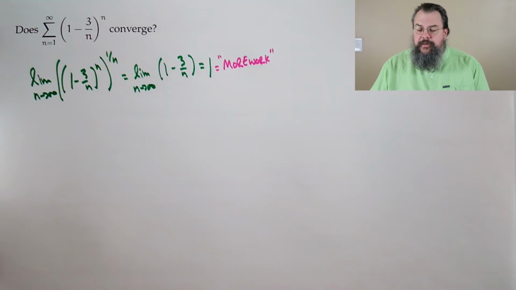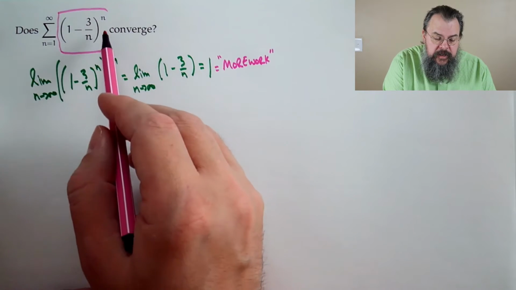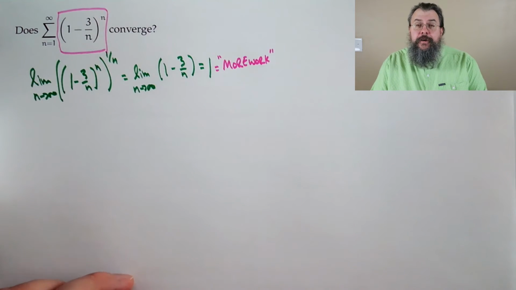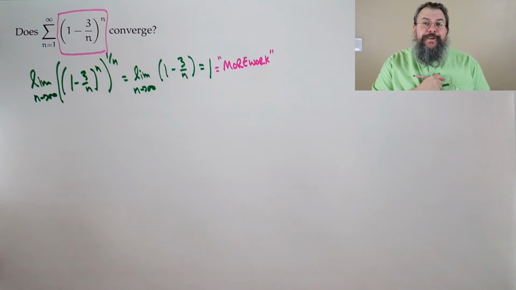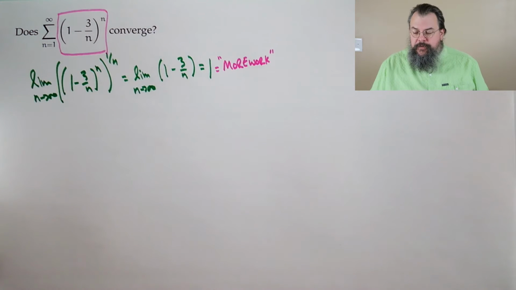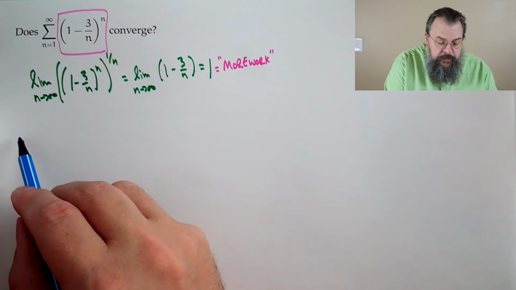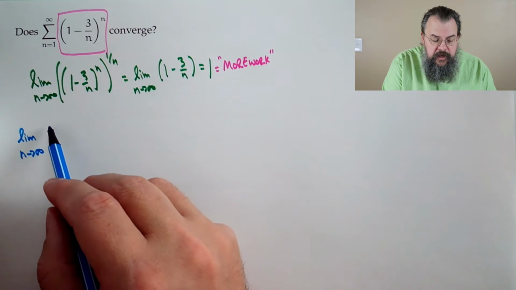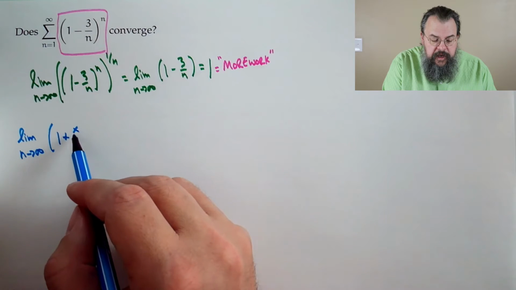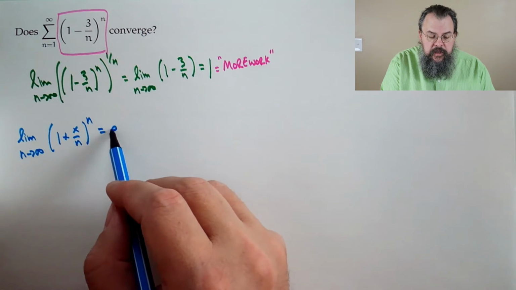And if we look at this, we might start to say, now, here, this looks a little familiar with one of our limits, right? Because there's a handful of limits that we should know by heart. What one does that look like? Well, there's a limit which says the following. The limit as n goes to infinity of 1 plus x over n to the nth power is e to the x.